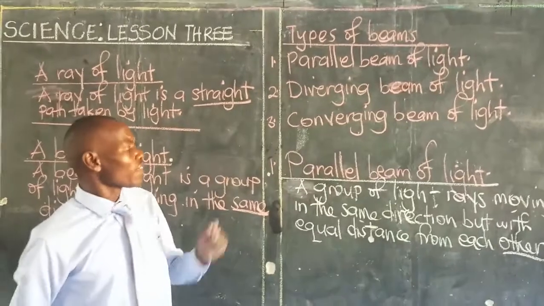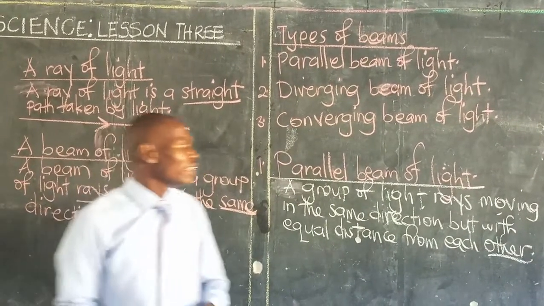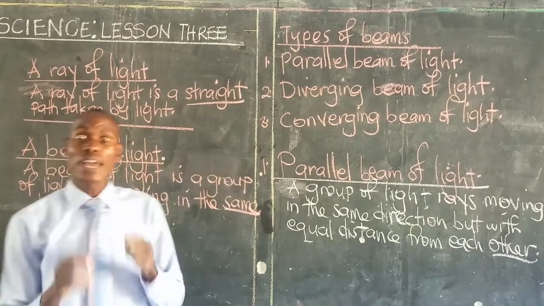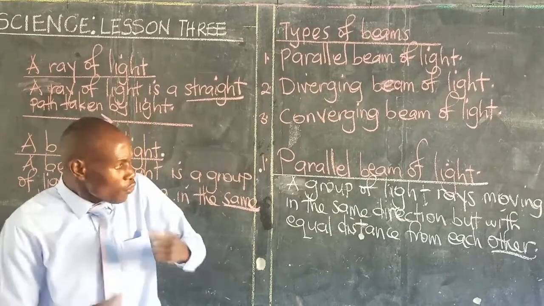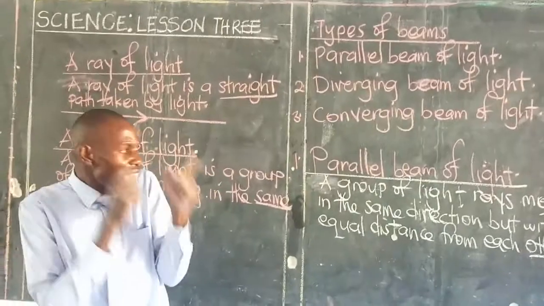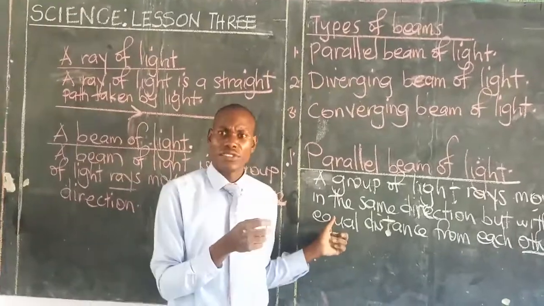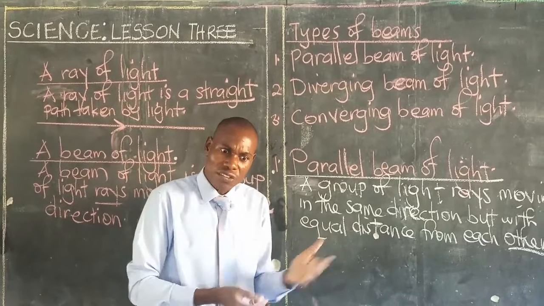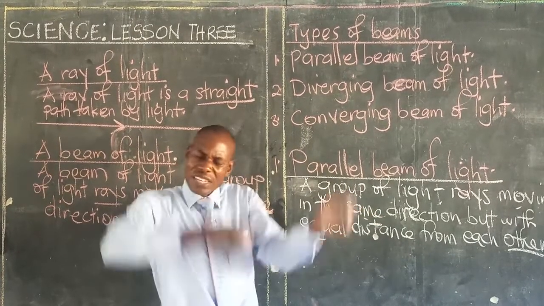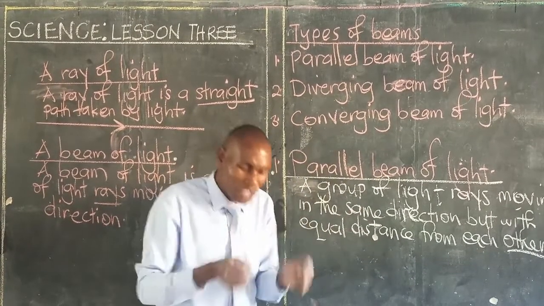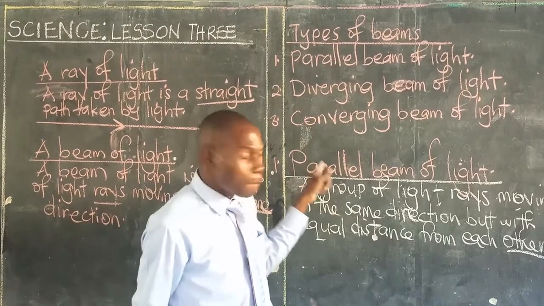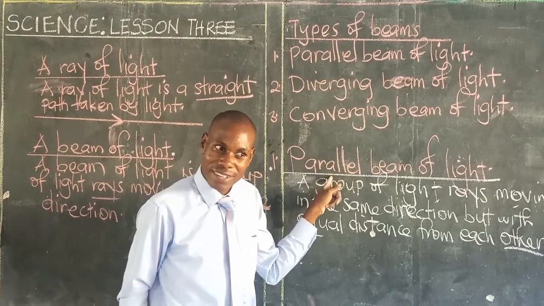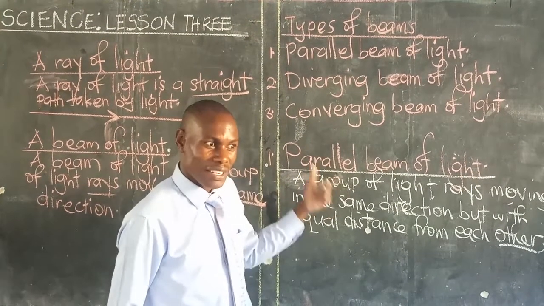So boys and girls, we are saying that a parallel beam of light is a group of light rays moving in the same direction. And as they move in the same direction, they have equal distance from each other. They are moving from the source in the same direction, but with equal distance from each other. That is what we call a parallel beam of light. Are we together, boys and girls? Sit upright, clap yourself for that action.